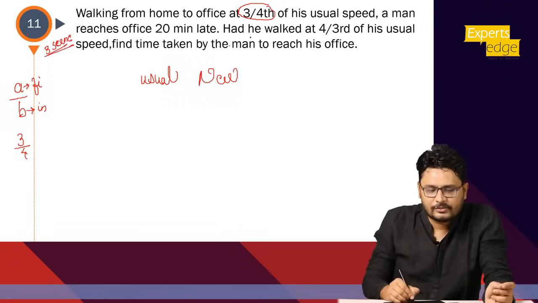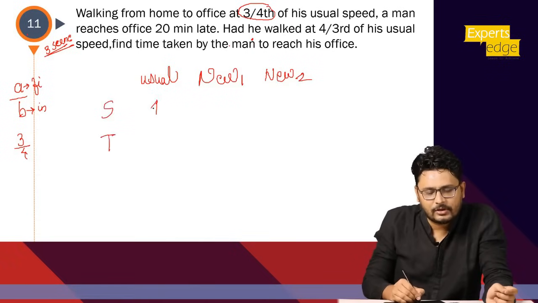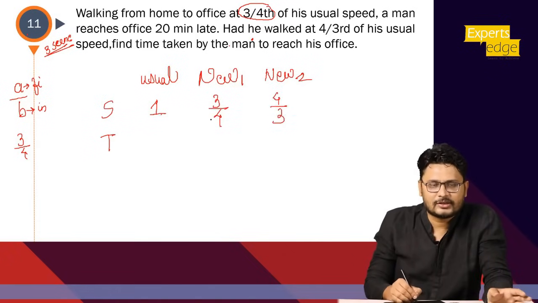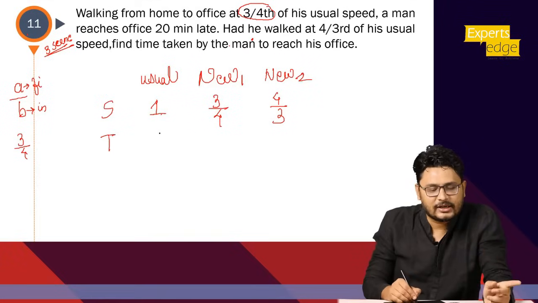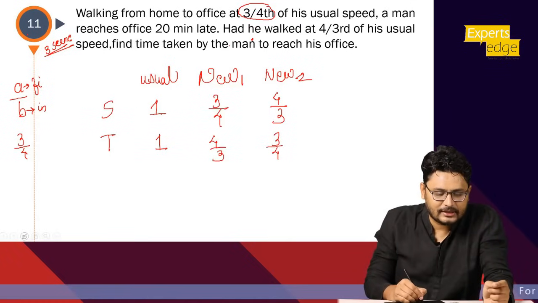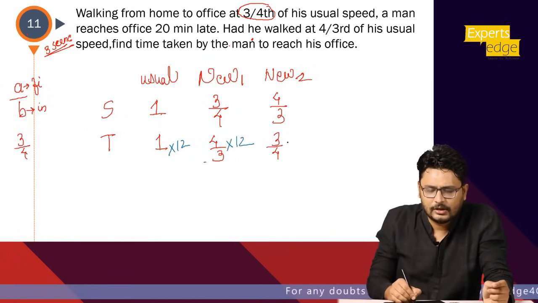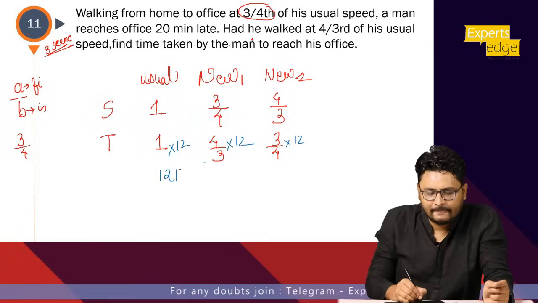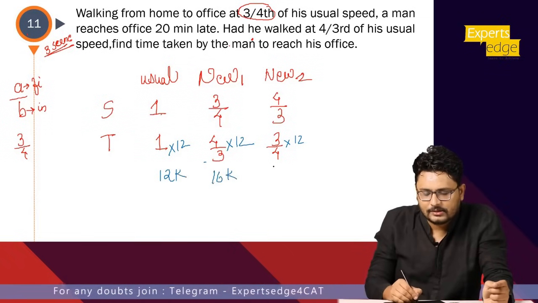theek hai? So ek usual speed thi, then the new condition and the new 2. What is the usual speed? Percent hota to main 100 leta, but ye fraction hai to usual speed will be what, 1. Now 1 ka kya hua? 3/4, the new is 3/4 and he is asking us at 4/3, theek hai? I hope this point is clear, the representation of the ratio. Now time is inversely proportional, to 1 ka inverse kya hoga? 1 only. 3/4 ka inverse kya hoga? 4/3, and 4/3 ka inverse kya hoga? 3/4. Multiply with the denominators ka LCM, denominators are 3 and 4, so it would be nothing but 12 se multiply kar do sara. So what it will come out to be? It is 12K, this is 16K, this is 9K.